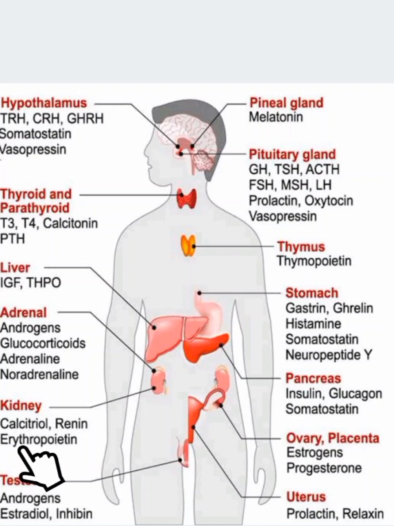Then the kidney can also form various hormones like calcitriol, which is the activated form of vitamin D. Also renin and erythropoietin, which has an important role in RBC production. Then ovaries and placenta have important hormones like estrogen and progesterone, with an important role in reproduction, as we discussed. The testis produces androgen and estradiol, where androgen has an important role in driving male characteristics. And the uterus produces prolactin and relaxin. All these are important hormones related to the female reproductive system, its growth, development, and reproduction. So that's just a brief overview of all the endocrine glands in the body.